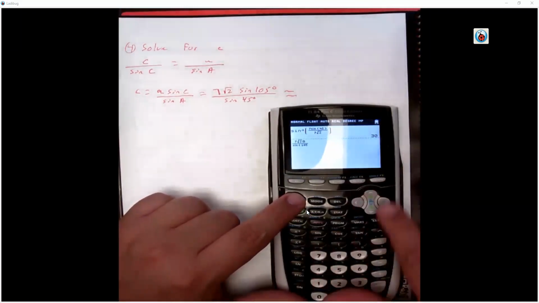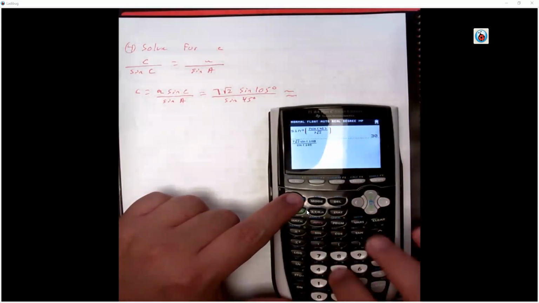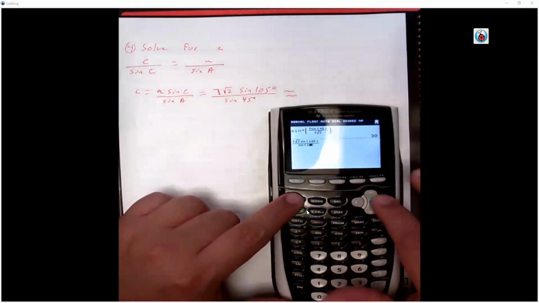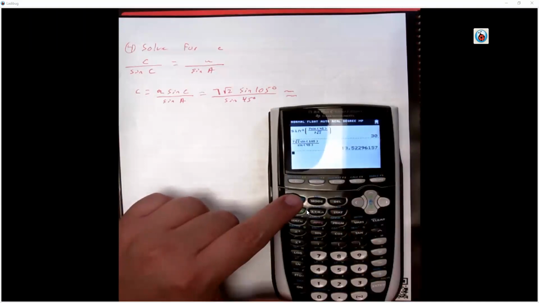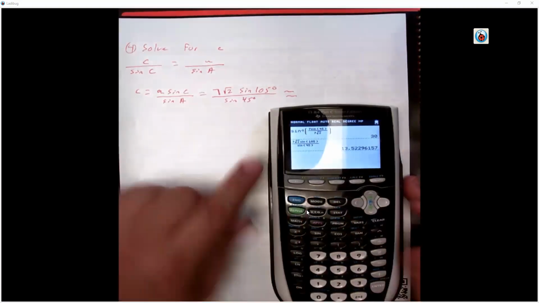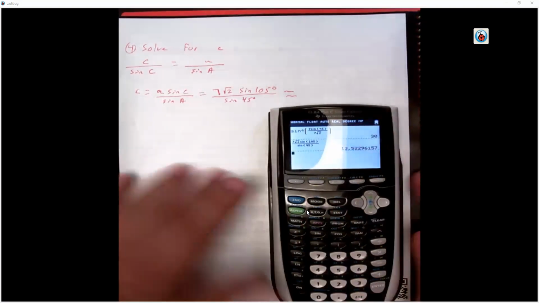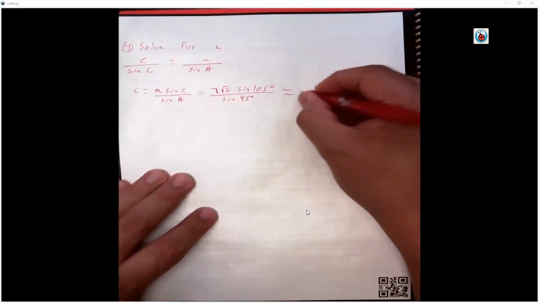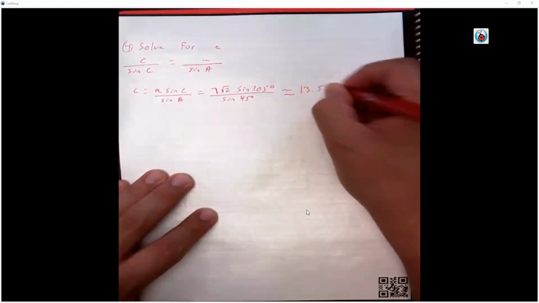Oops. Let's round to one decimal place. Little c is 13.5. Make sure you got everything correct. Let's go back there and plug it in. 13.5.